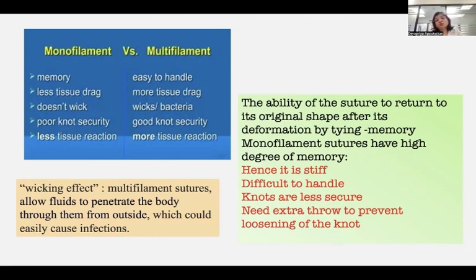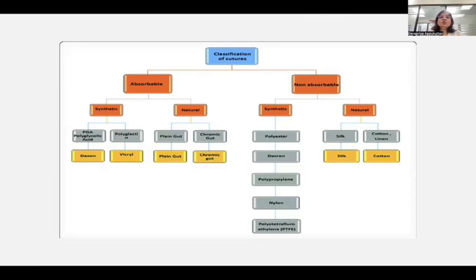Monofilaments have very poor knot security, whereas multifilaments have good knot security, necessitating fewer throws. Monofilament has less tissue reaction, whereas multifilament induces more tissue reaction. Now, going on to the classification of sutures, based on their absorbability, they are classified as absorbable and non-absorbable. The absorbable sutures are further classified as synthetic and natural. Non-absorbable is further classified as synthetic and natural.